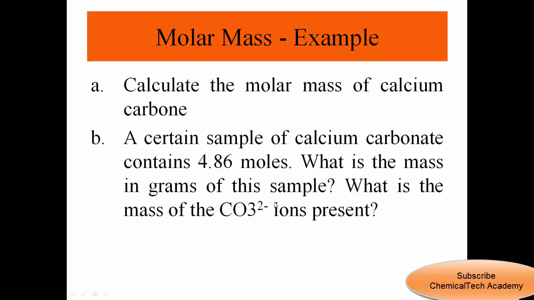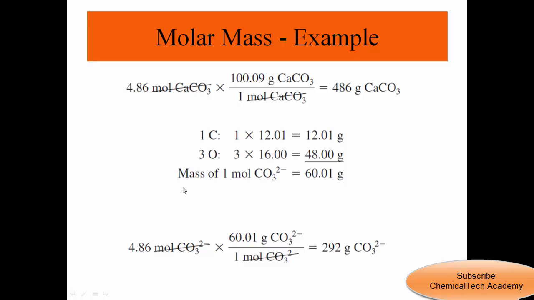And then we said, what is the mass of the carbonate ion present? So the molar mass of carbonate itself, it has 1 carbon and 3 oxygen. So if we calculate it, it's going to be 60.01 grams. So 4.86 moles of carbonate we have in the sample, and we have the molar mass of the carbonate part. So these two cancel each other, and the mass becomes 292 grams of carbonate.